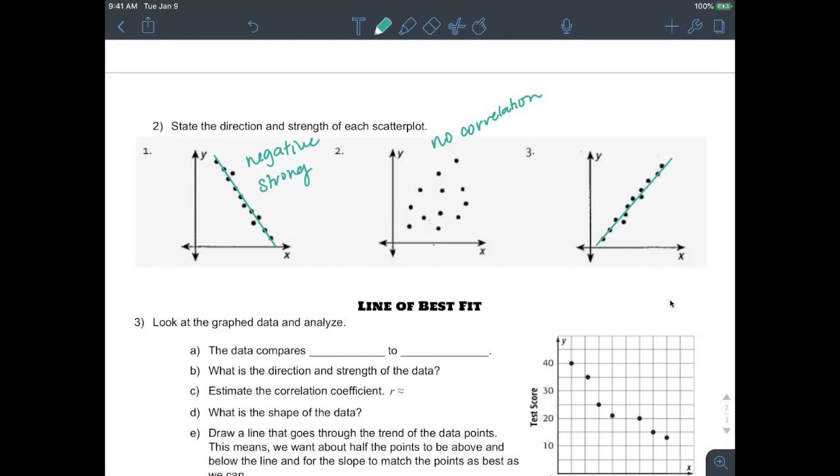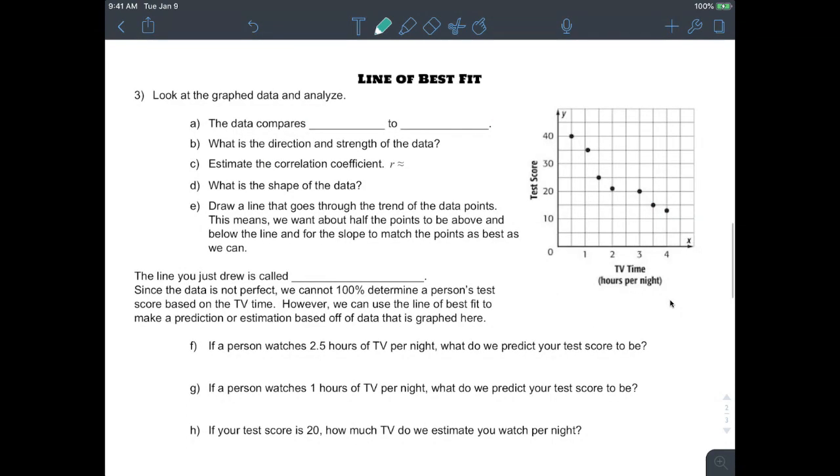Okay, again, this one is positive. Are the points close or far away from the line? They're close, so this one is likely going to be strong. It's hard to estimate without an R value, but we can kind of guess based off of the graph what the strength of the R value is going to be.